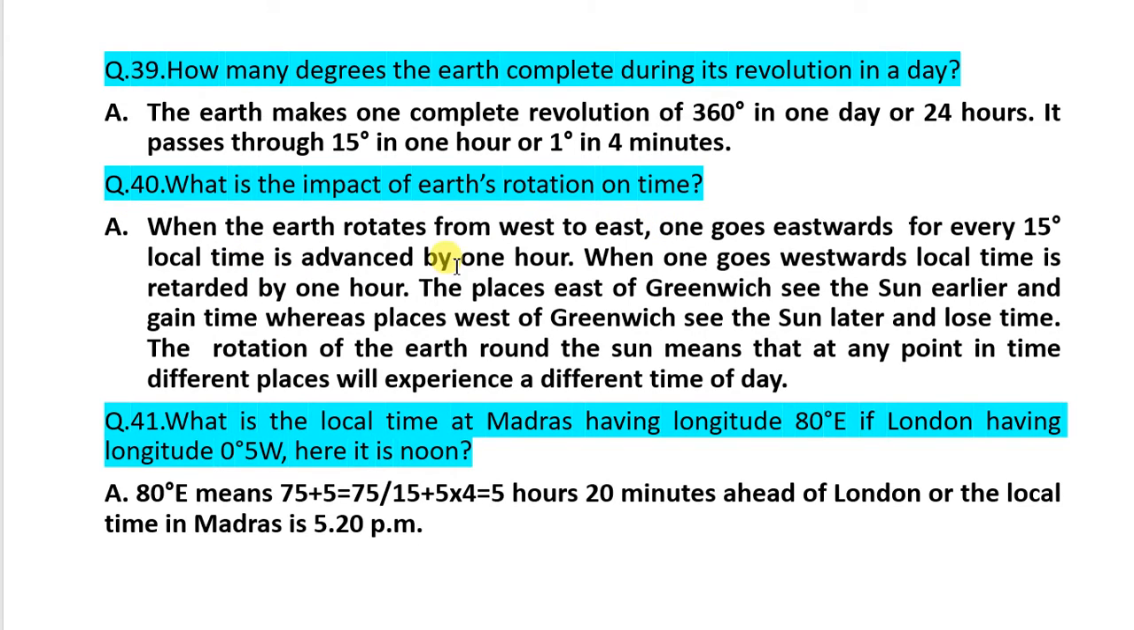When the Earth rotates from west to east, for every 15 degrees one goes eastwards, local time is advanced by 1 hour. If we go from west to east, local time will be ahead by 1 hour. When one goes westwards, local time is retarded by 1 hour. If we go in the westward direction, local time will decrease by 1 hour.